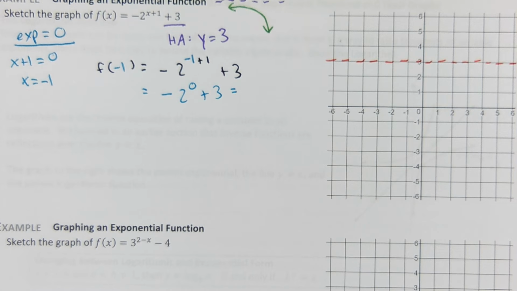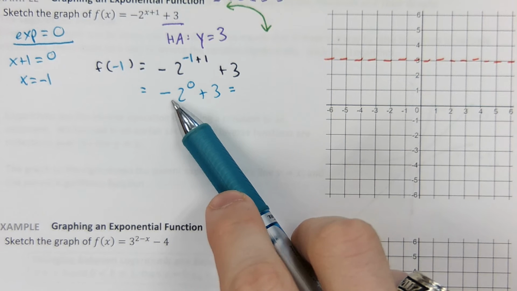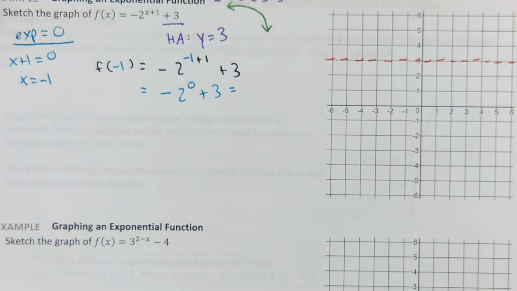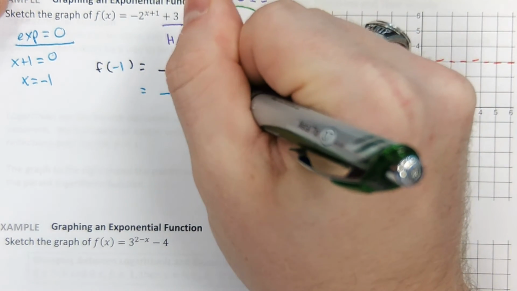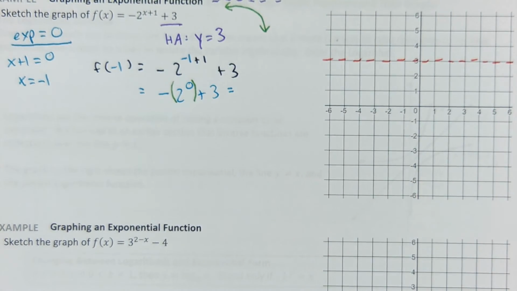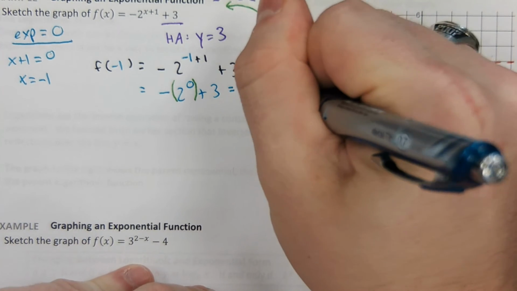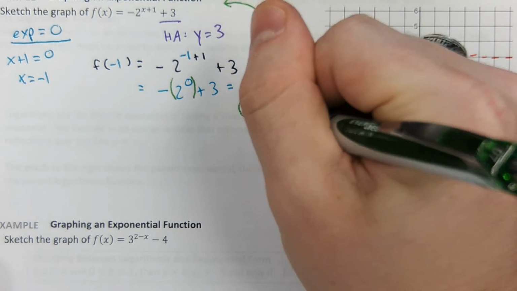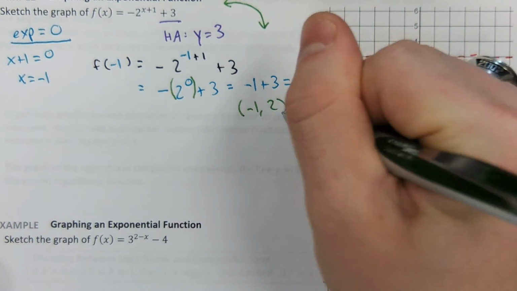There it is. The order of operations says exponents first. That means that this negative sign is treated as a -1 times 2 to the 0. Those parentheses aren't there, but they're implied. So this is actually -1 plus 3, which is 2, which is below that horizontal asymptote. So we have a pretty point at -1 comma 2.